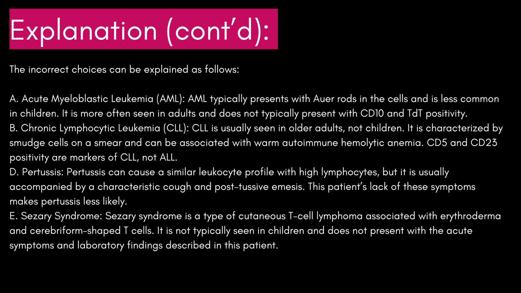B, chronic lymphocytic leukemia, CLL. CLL is usually seen in older adults, not children. It is characterized by smudge cells on a smear and can be associated with warm autoimmune hemolytic anemia. CD5 and CD23 positivity are markers of CLL, not ALL.